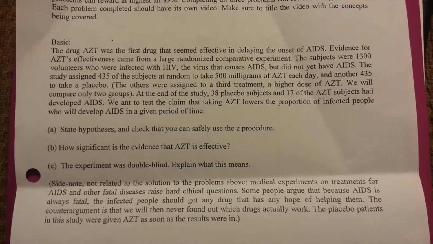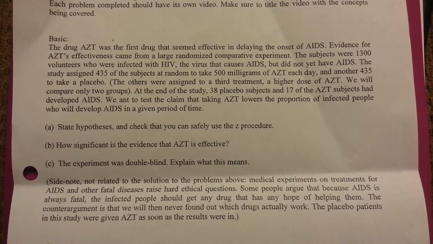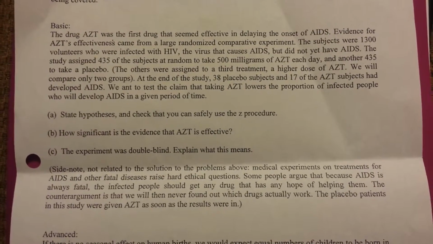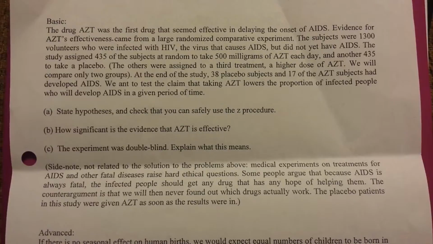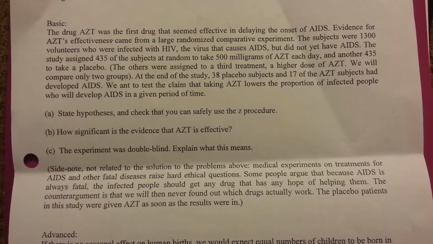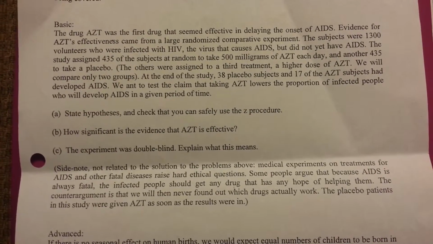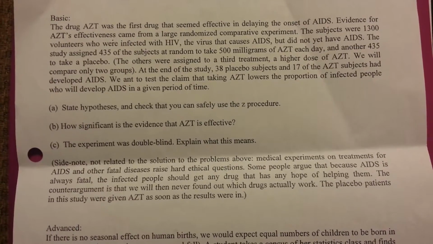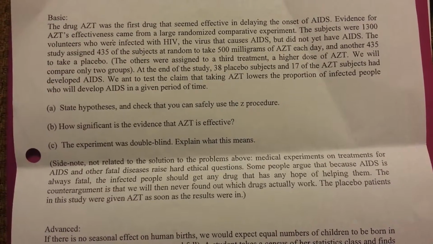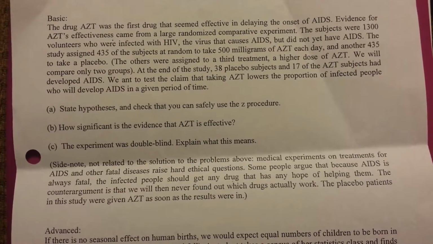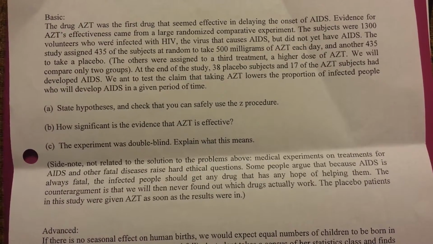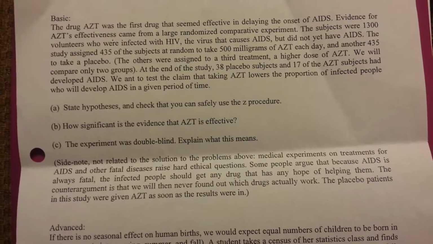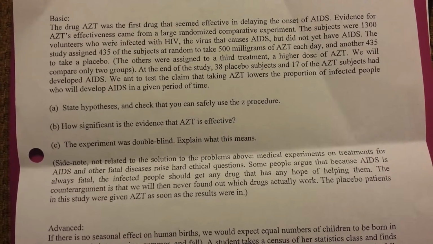So for the basic question, it says the drug AZT was the first drug that seemed effective in delaying the onset of AIDS. Evidence for AZT's effectiveness came from a large randomized comparative experiment. The subjects were 1,300 volunteers who were infected with HIV, the virus that causes AIDS, but did not yet have AIDS. The study assigned 435 of the subjects at random to take 500 milligrams of AZT each day, and another 435 to take a placebo.